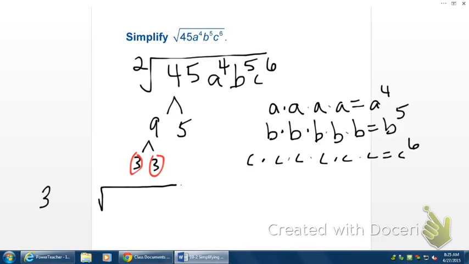Now what about the 5? I don't have another 5, so that's going to stay inside. So that's hanging out inside. So we've simplified the 45. Now, for the variables.